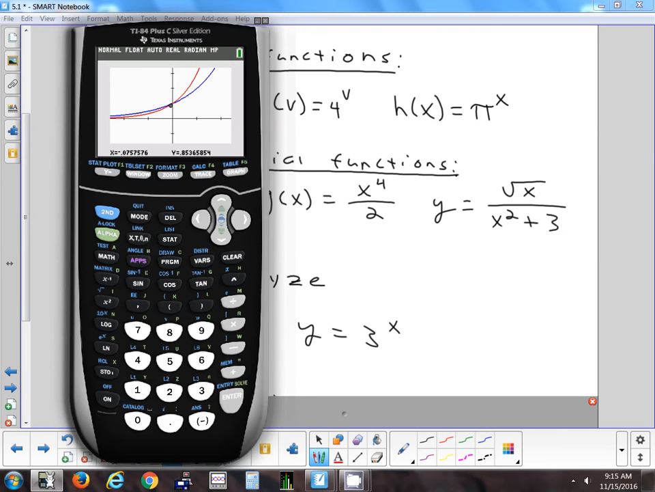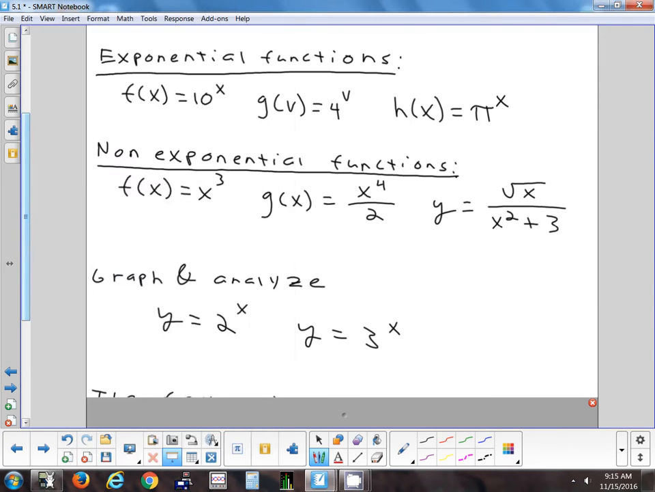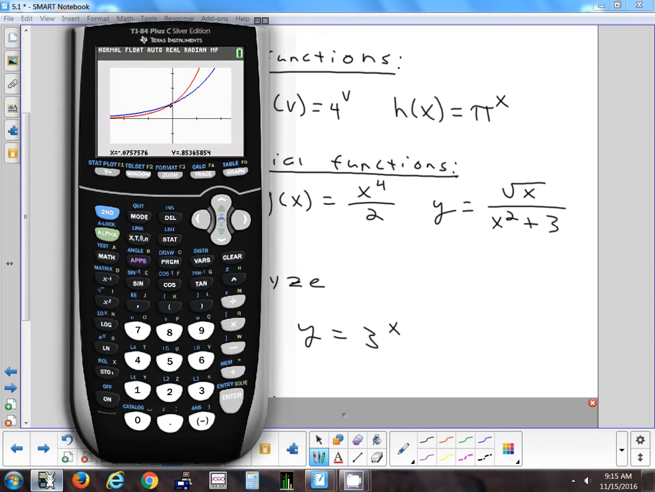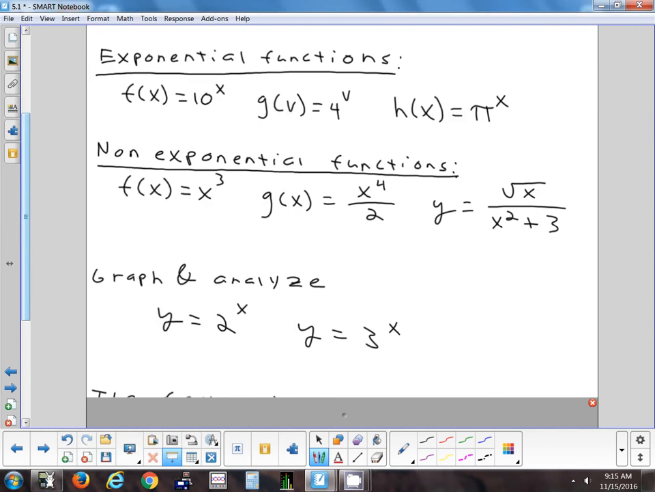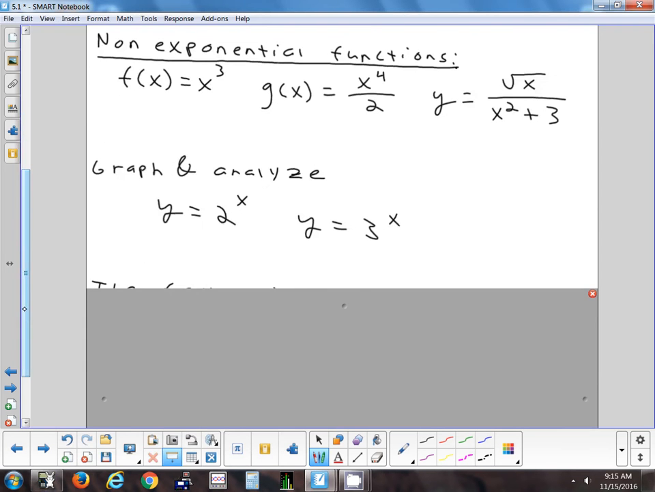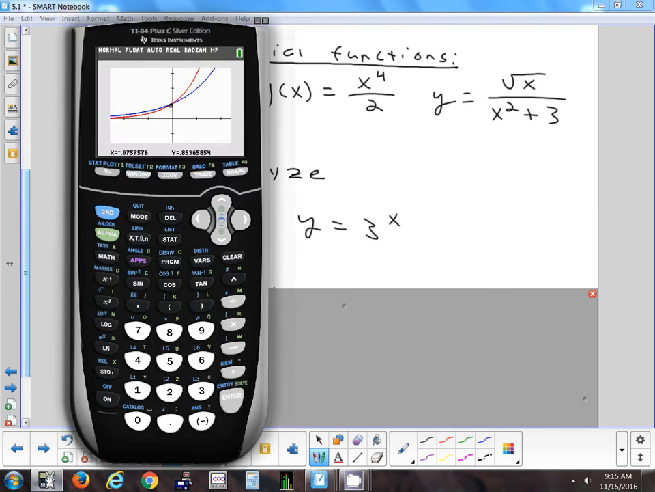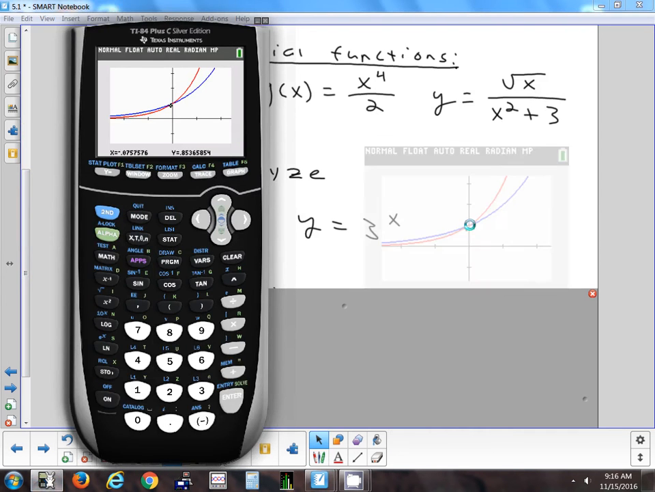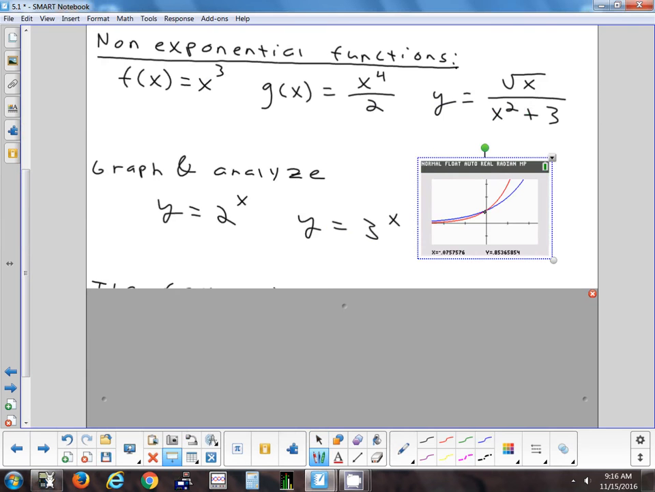Where is the red one below? Negative, when it's negative. Yeah, for negative values. When x is negative, the red one is below, and when x is positive, the red one goes up above. And they both go through the point 0, 1, because anything to the 0 power is what number? 1. So that's all I wanted you to see, is that they cross each other right at this point, 0, 1.